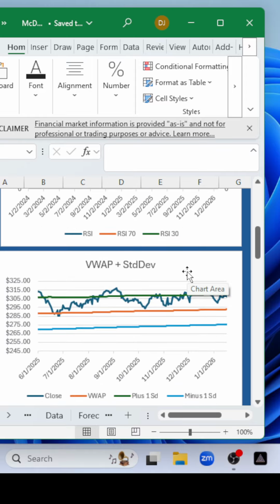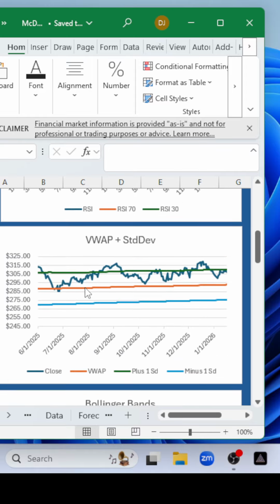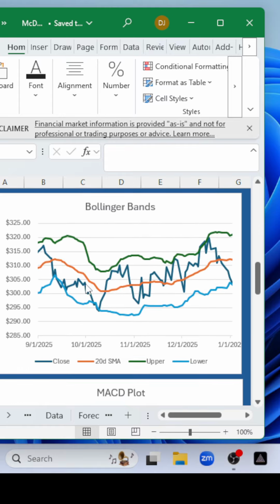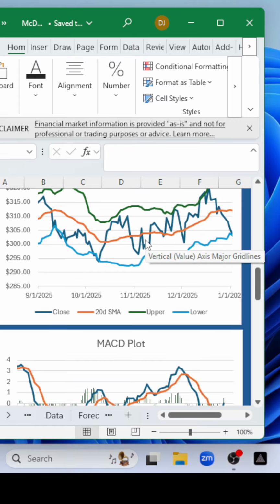The ever-popular VWAP, the good news is we are above the VWAP line, which is considered to be good news. And we're a little bit above the standard deviation, but that's okay. Bollinger Bands, you can see here, average price, some volatility, up, down, back up. Now we're back down to the bottom again with some volatility, so we have to wait and see what happens.